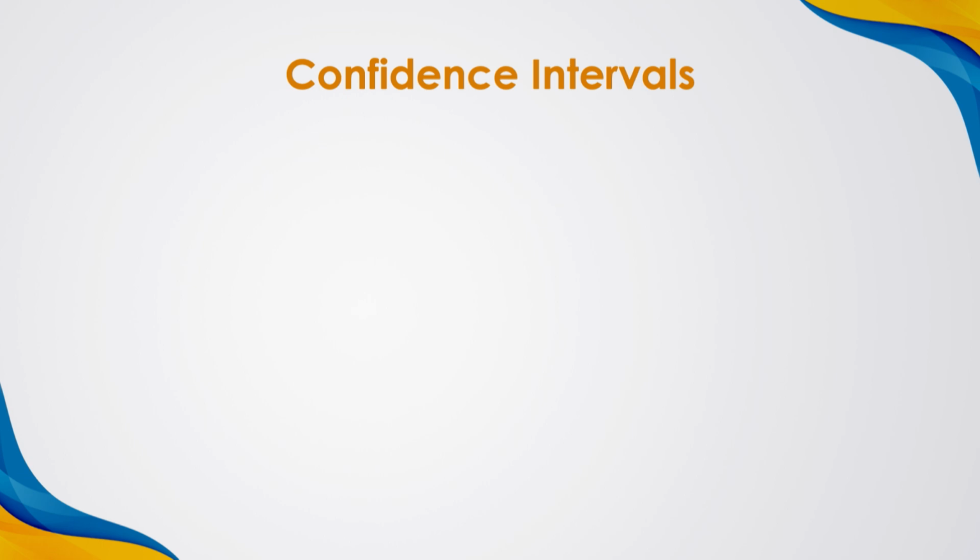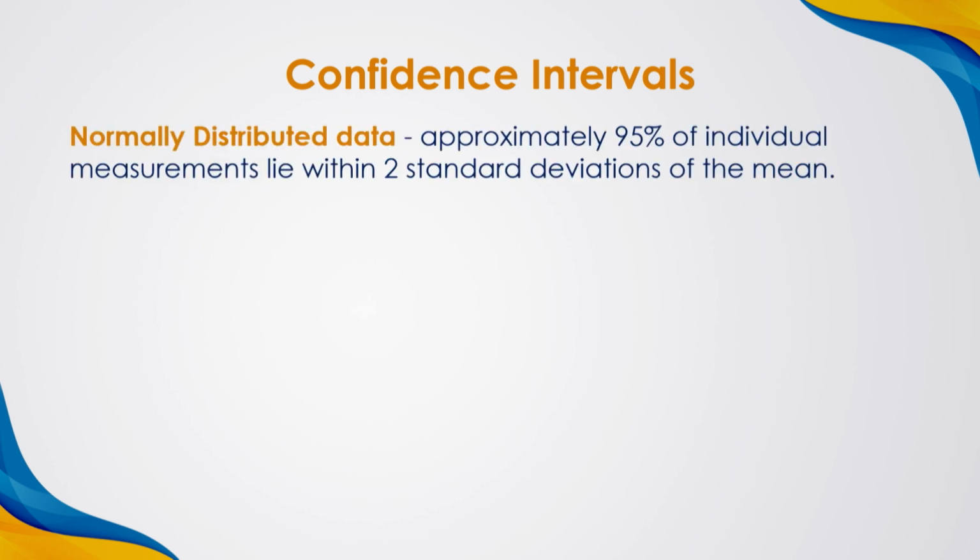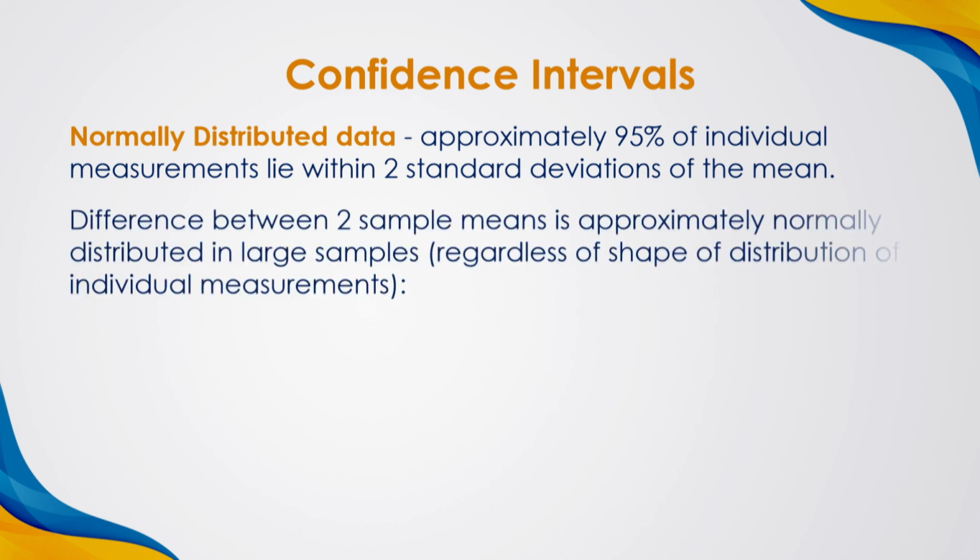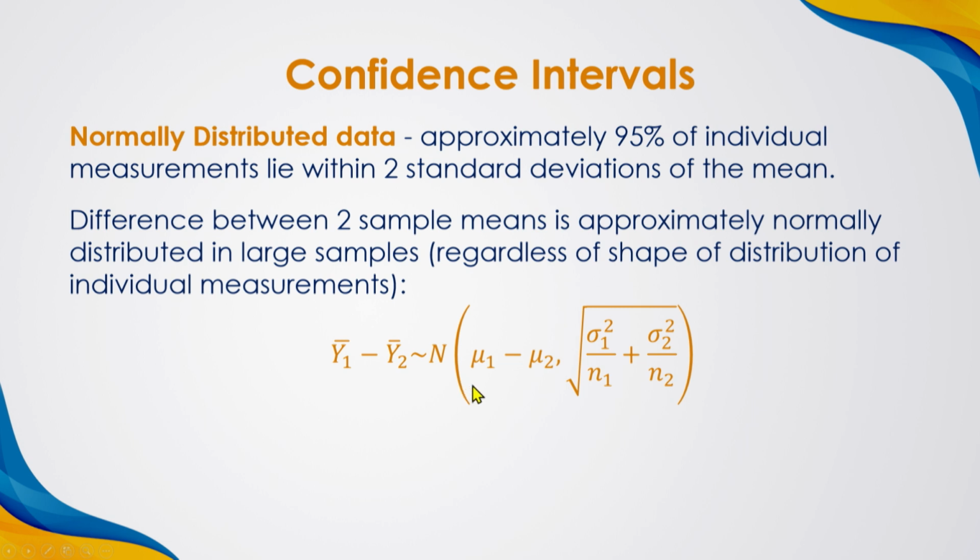Now we can define confidence intervals. For normally distributed data, approximately 95% of the individual measurements lie within two standard deviations of the mean. The difference between two sample means is approximately normally distributed in large samples, regardless of the distribution of individual measurements. We can use this formula to find the confidence intervals. y1 bar minus y2 bar follows a normal distribution with mean mu1 minus mu2 and variance sigma 1 square by n1 plus sigma 2 square by n2.